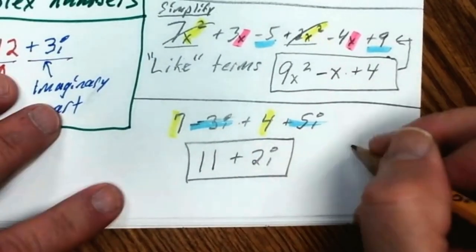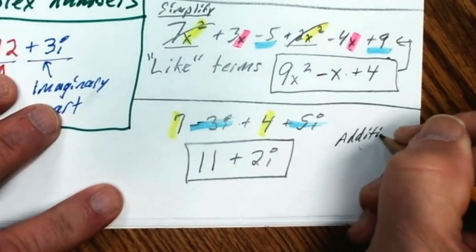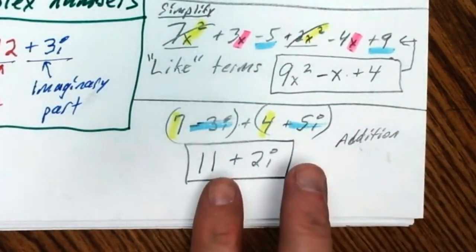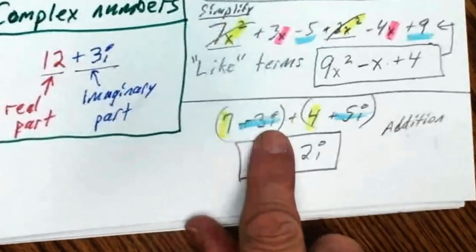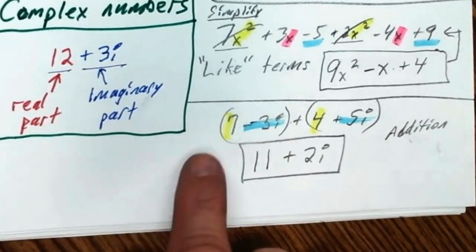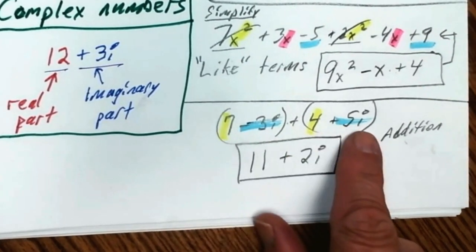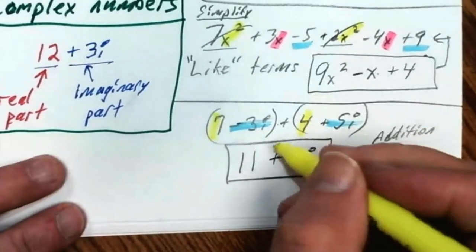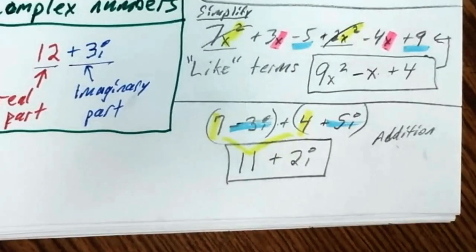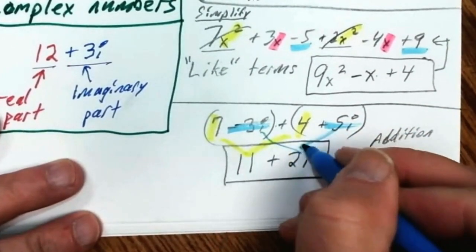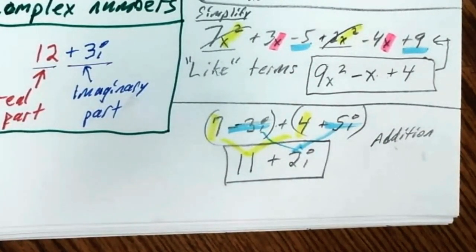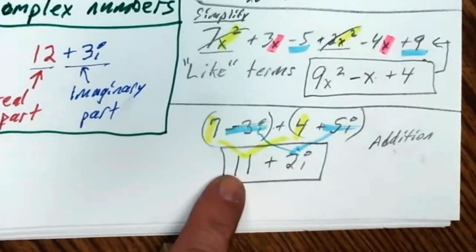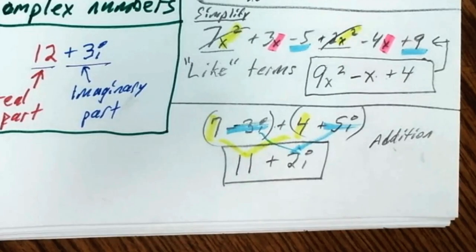This was actually addition because we added them together. We had this number and this number, and we added them together. It's two complex numbers, right? A complex number has a real part and imaginary part, like we learned right over here. So this is 7 minus 3i being added to 4 plus 5i. We add the real parts together, and we add the imaginary parts together. That's how we do addition with complex numbers. We cannot add the real to the imaginary.